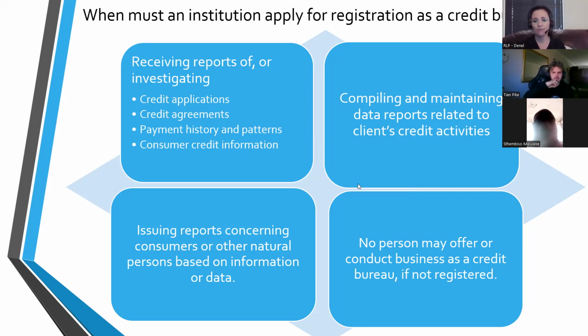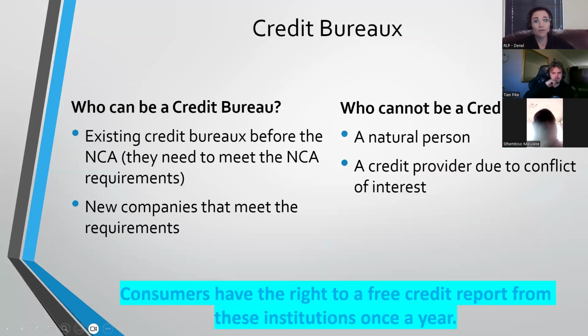Okay, so now they ask you, who can be a credit bureau? So if it's already an existing credit bureau before the National Credit Act, they can continue business as a credit bureau as long as they meet the requirements set out by the National Credit Act. And then, of course, any new company that meets the requirements of the NCA will be allowed to register as a credit bureau. But who cannot be a credit bureau? If it's a natural person, they won't be allowed to register. And then also a credit provider.